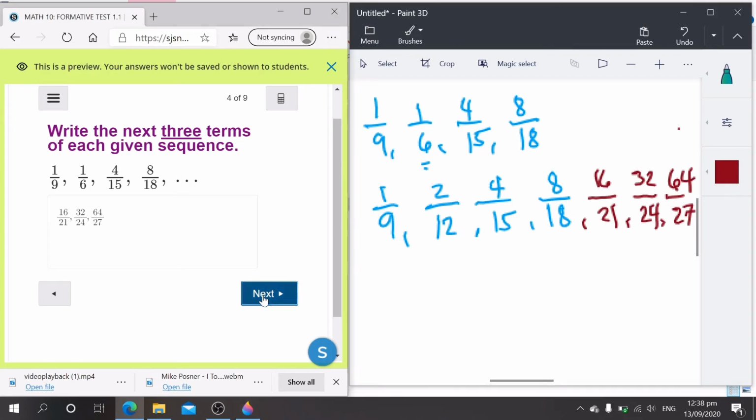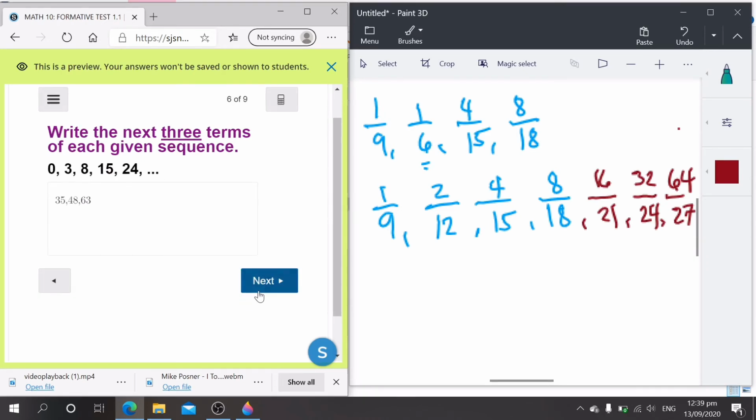Next, this one has a pattern in the numerator and denominator. The numerator just increases by 1, and the denominator as well. So, let's just follow the next numbers here. 1, 2, 3, 4, next 5, 6, and 7. For the denominator, 2, 3, 4, 5, next 6, 7, 8. So, those are our next 3 terms. It's that simple. Sometimes, you don't need to overthink to find things. Okay, next. We have here 0, 3, 8, 15, 24.